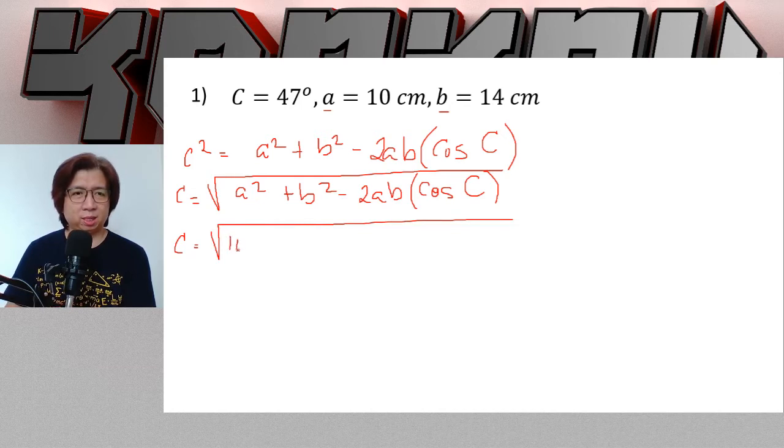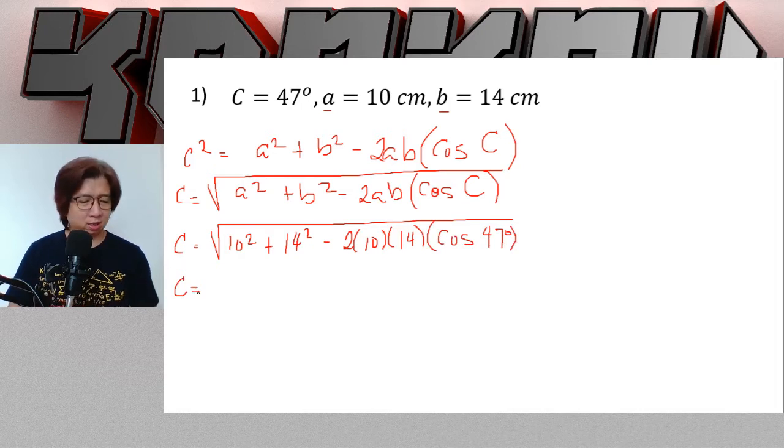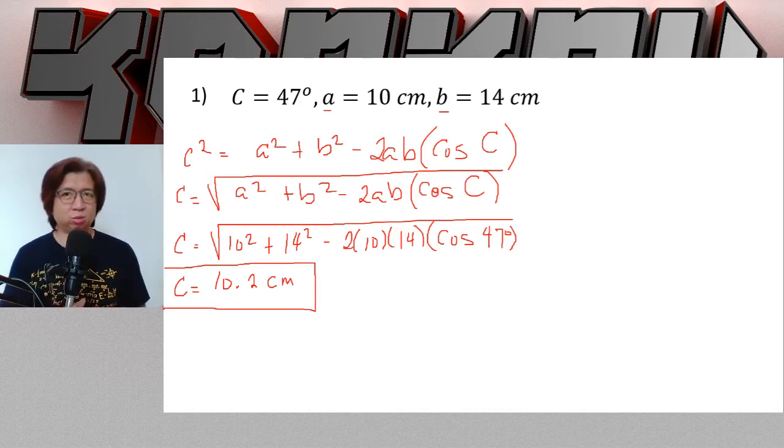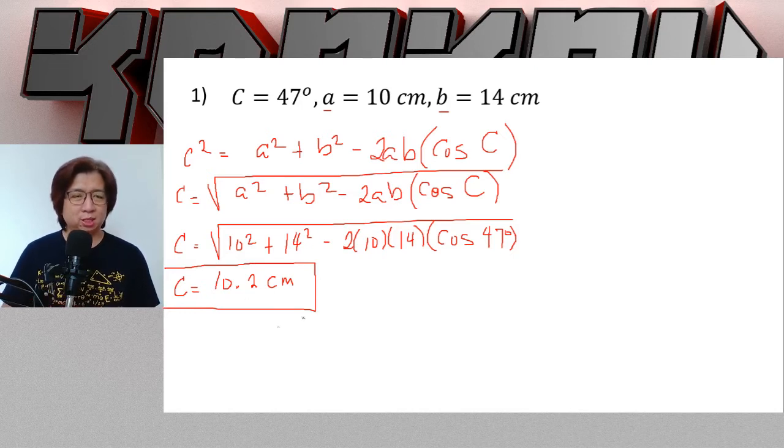We have 10 squared plus b is 14 squared minus 2 times 10 times 14 times cosine 47 degrees. So the measure of side c is 10.2 centimeters. It depends on your teacher. If your teacher's instruction is to round off to a whole number, then write it as a whole number. But for this video, the instruction is to write one decimal place, so let us follow the instruction. So this is side c.